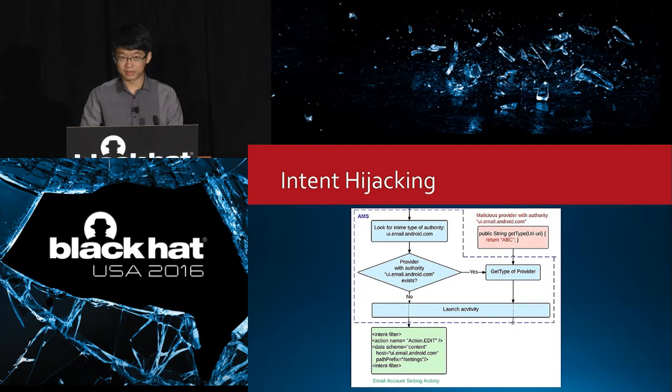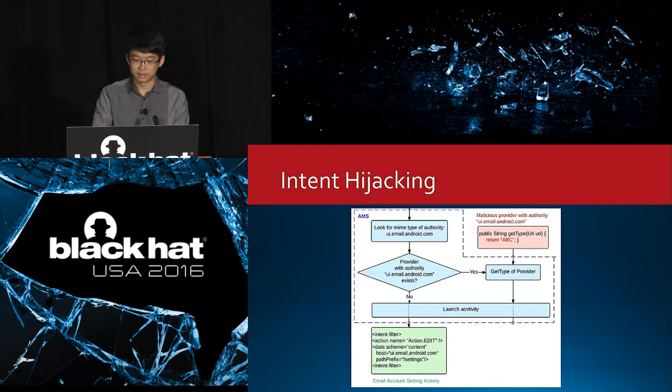Since the content provider does not exist, a malicious app can define this content provider and when called, return a MIME type of its own. For example, ABC in this case. Then the AMS will try to find the activity with action as added, data field set to this content provider and MIME type set to ABC.